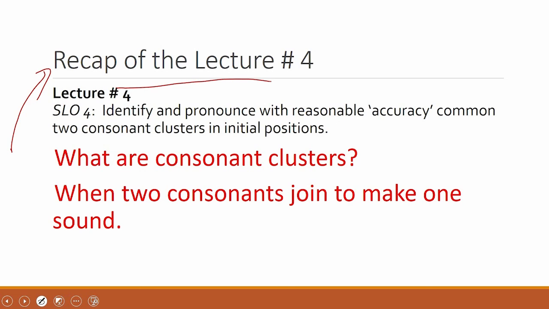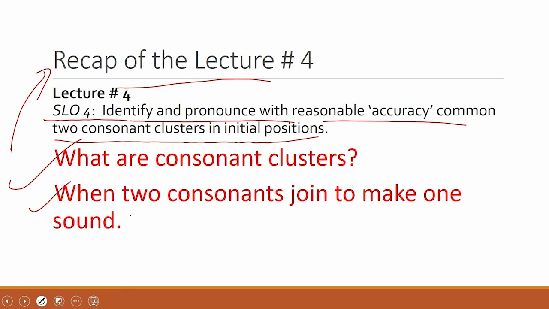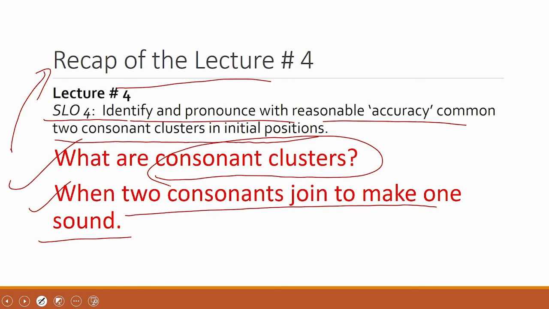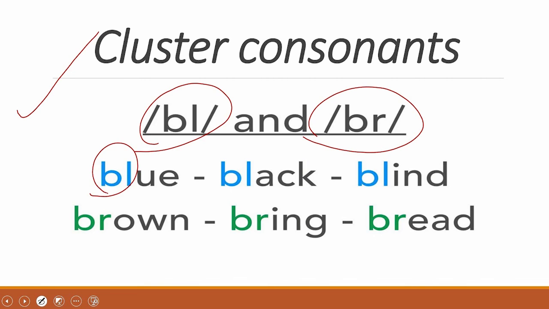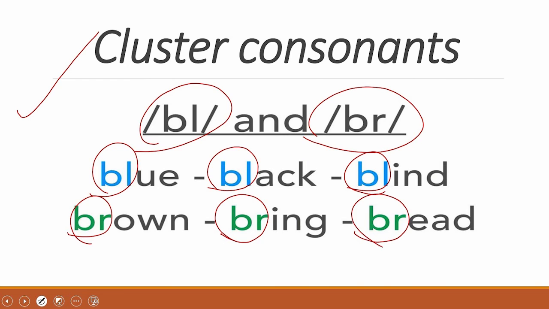Recap of lecture number 4. Identify and pronounce with reasonable accuracy common two consonant clusters in initial positions. What are consonant clusters? When two consonants join to make one sound, they are called consonant clusters. Consonant clusters on this screen are blue, black, blind, brown, bring, bread.